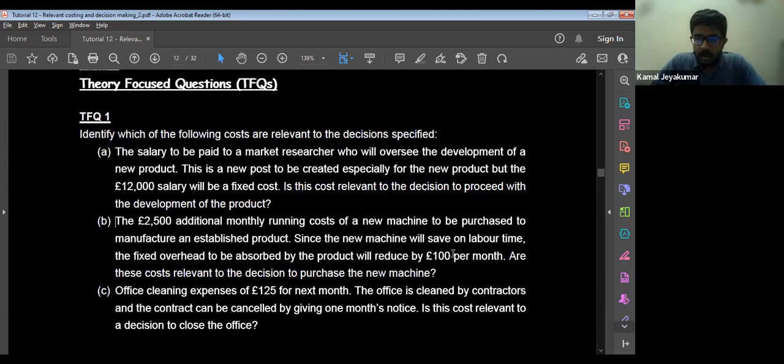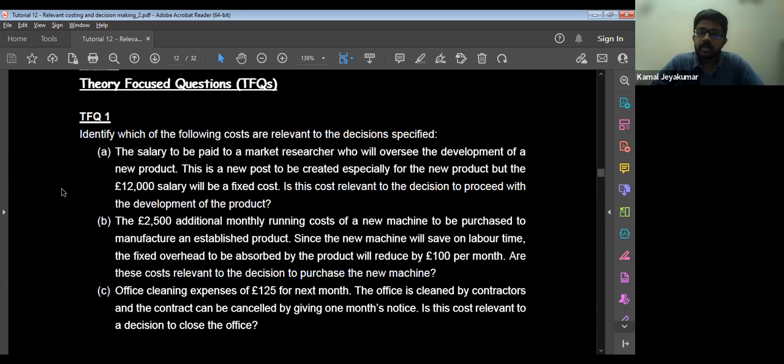But this 100 pounds is an absorbed cost, right? It's a fixed overhead that is absorbed into the product, right? Now, what did we discuss yesterday about absorbed costs? Those are, anyway, you are going to incur the total amount. It's just that the way you are accounting for it differs.